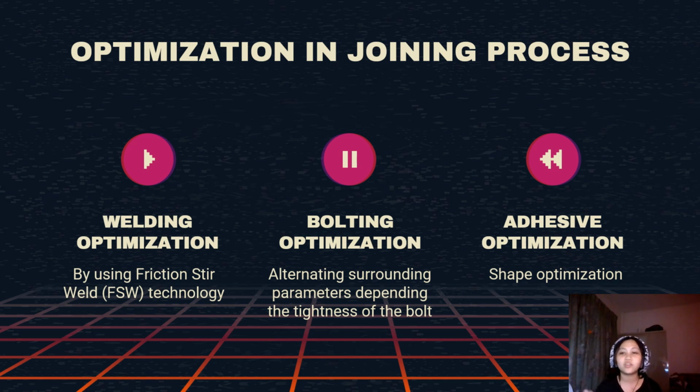And the third one is the adhesive optimization. The adhesive process can be altered and optimized by shape optimization. Shape optimization is important in order to reduce waste, whereas increasing the strength of the adhesive so that the two jointed workpieces do not fall off.